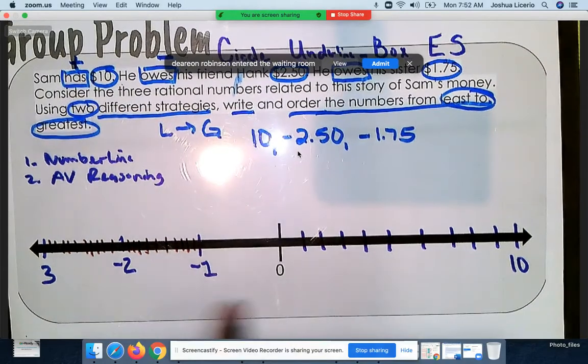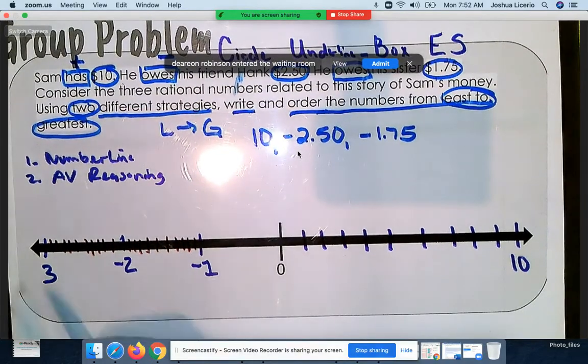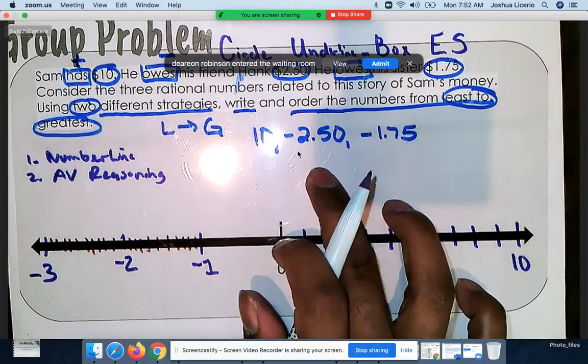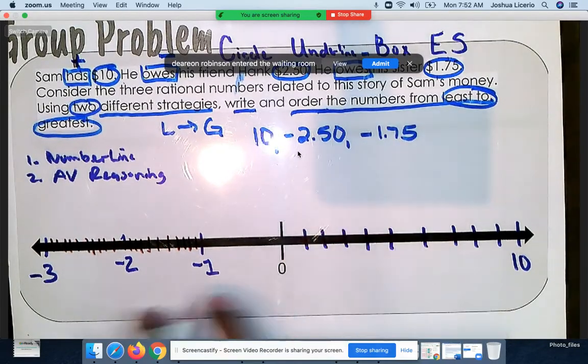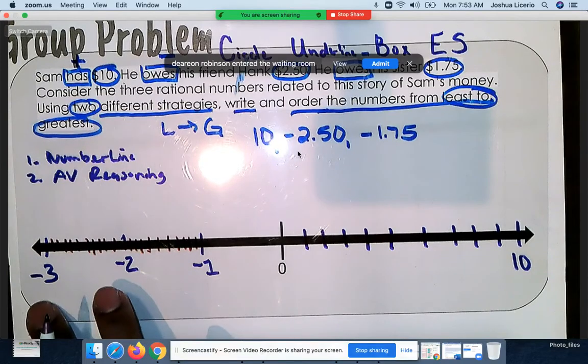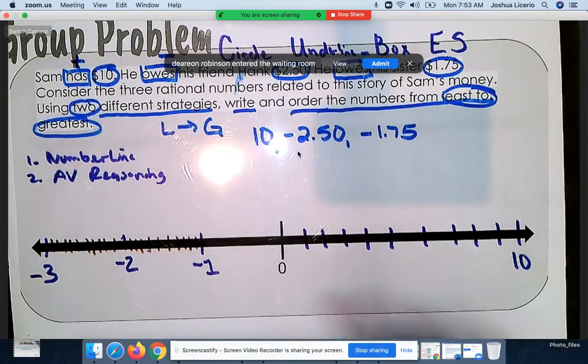And my negative side is just up to negative 3 wholes. I put a negative here because the most that Sam owes is $2.50. So I need to go a little bit past $2 and get to 3. So that's why they're different. And these are all wholes.